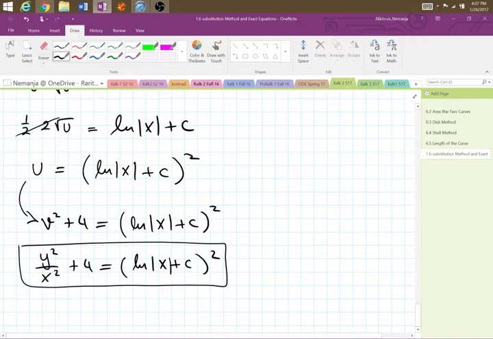Yes? Because I know I'm going to do this during the test. Why can't you move x squared and 4 over? You can. Yeah, but you're not going to get y equals. You're going to get y squared equals.